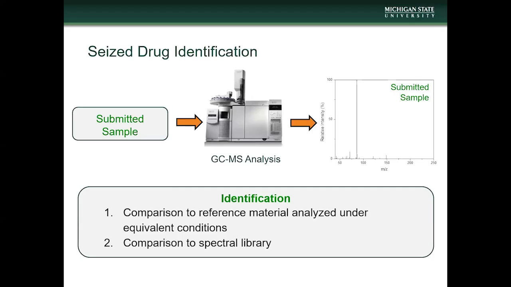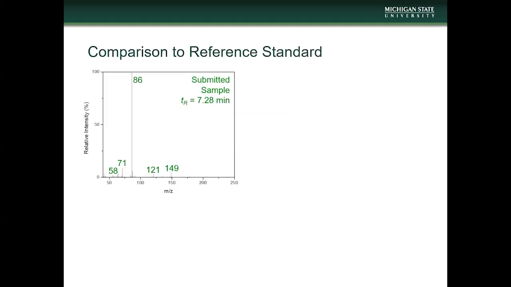I'm sure many of you are familiar with this workflow in seized drug identification, where a sample is submitted to the lab, analysed by GCMS, generating the electron-ionization spectrum of that sample. For identification purposes, the spectrum of the submitted sample is compared to a spectrum of either a reference material analysed under equivalent conditions, or to a spectral library. In the next few slides, I want to highlight a couple of challenges with these comparisons of submitted sample spectra to reference spectra.